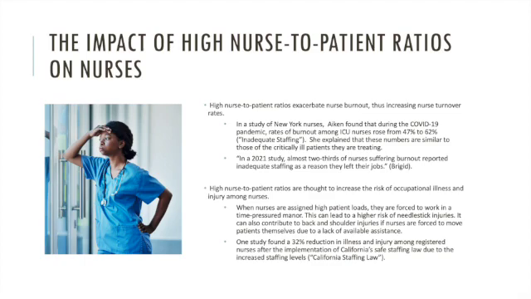High nurse-to-patient ratios are also thought to increase the risk of occupational illness and injury among nurses. When nurses are assigned high patient loads, they are forced to work in a time-pressured manner. This can lead to a higher risk of needle stick injuries and contribute to back and shoulder injuries when nurses are forced to move patients themselves due to a lack of available assistance. One study found a 32% reduction in illness and injury among registered nurses after the implementation of California's safe staffing law due to the increased staffing levels.